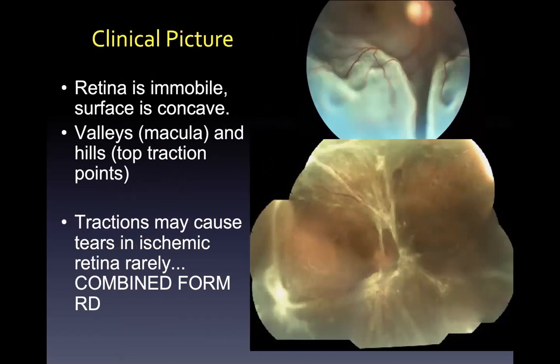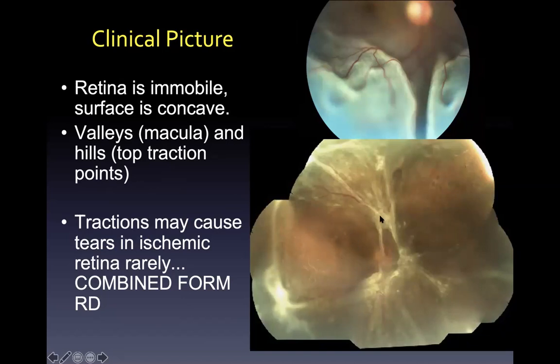First of all, the clinical picture is different in tractional retinal detachment. So there is no PVD and there is no retinal break. And so the retina is not mobile, and the surfaces are not convex like in rhegmatogenous retinal detachment. The surfaces are concave, as you see here, and there are some hills, which are the most traction areas, and there are some valleys in between, like in macular areas.